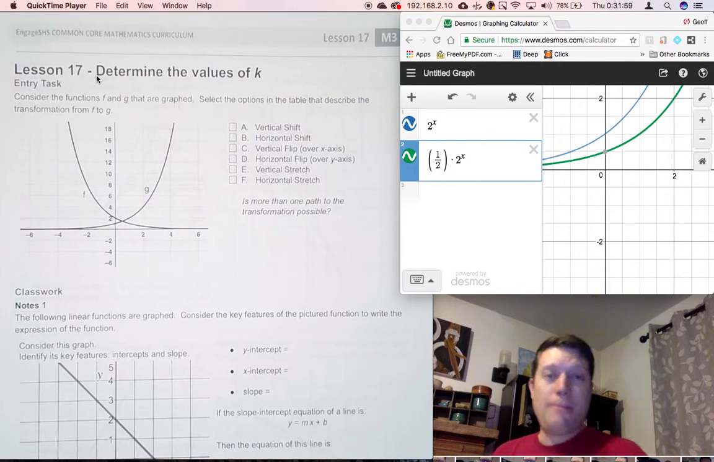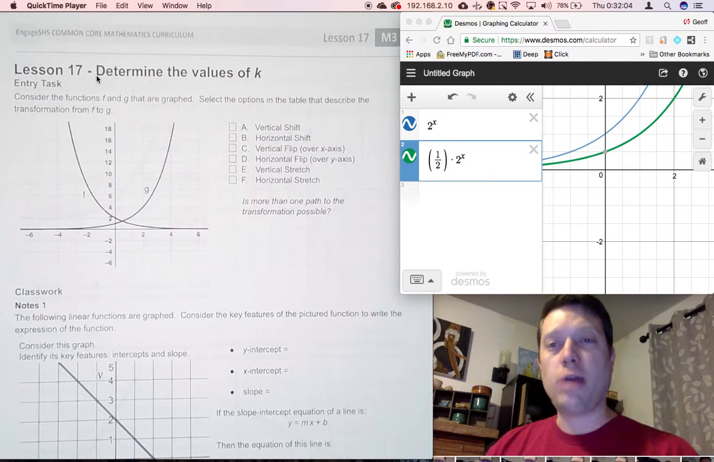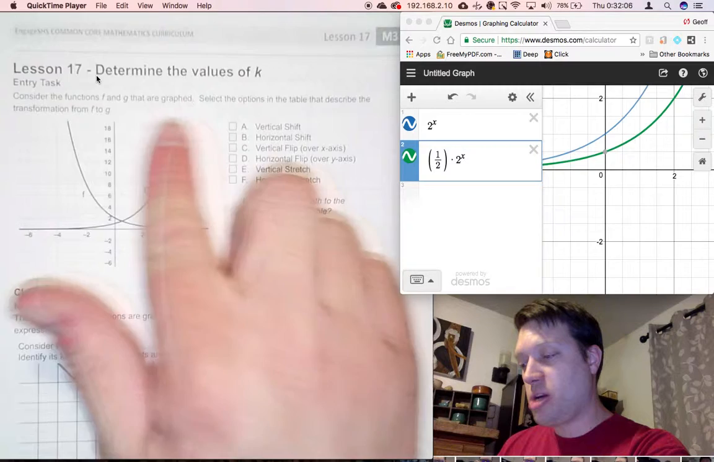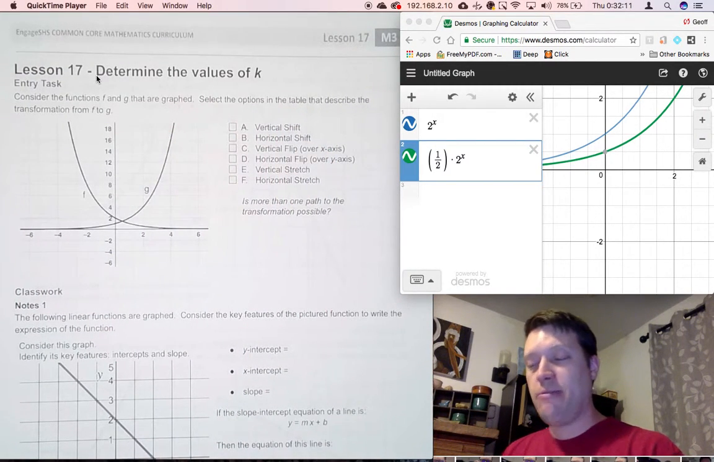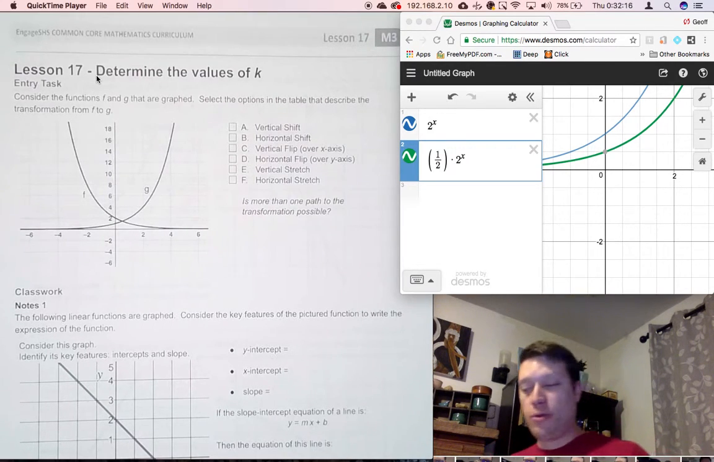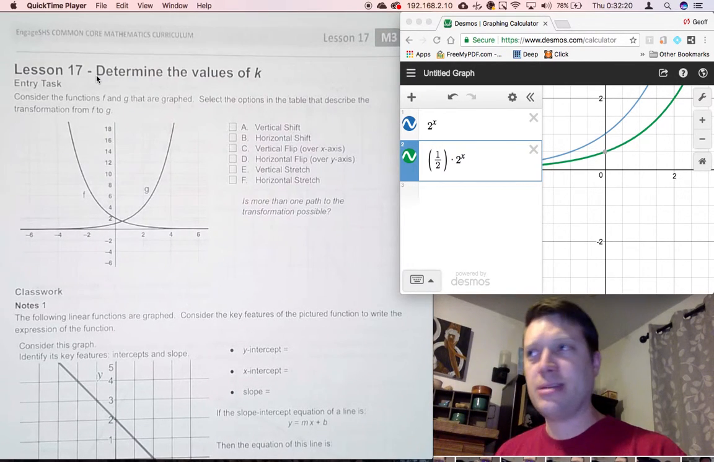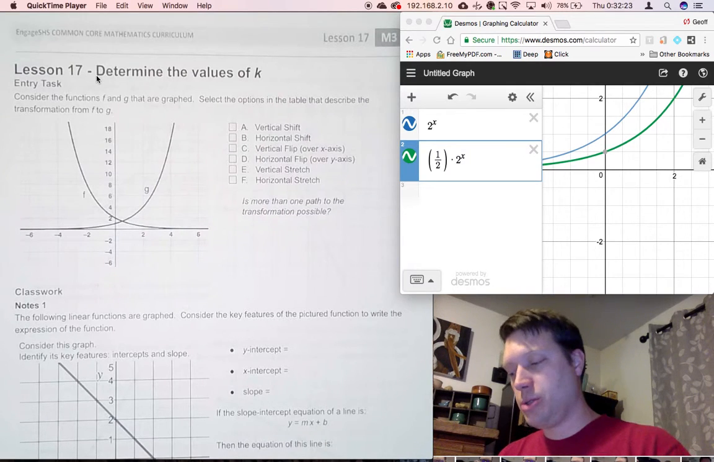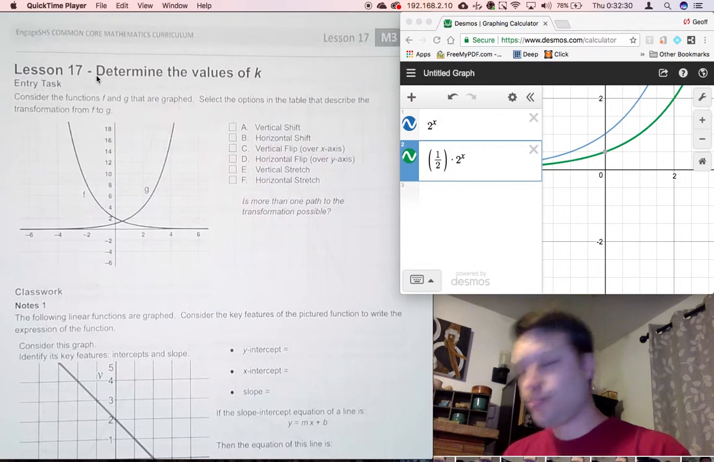But there are certain transformations that can be performed and that we can describe. So when we say lesson 17, determine the values of k, what we're talking about is any transformation that has a value that we can say this is what it does. When we do the notes for part 1, we'll talk about what k is as a slope and a y-intercept. So without saying k, we'll say the numbers that are transforming the original function f of x equals x. Let's do the intro task together.